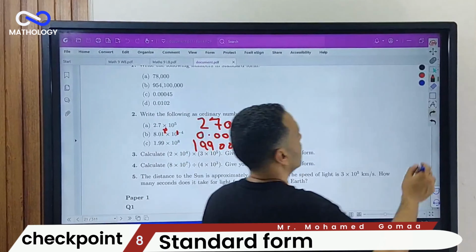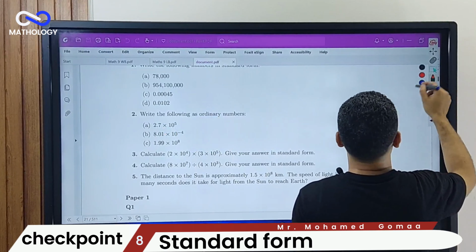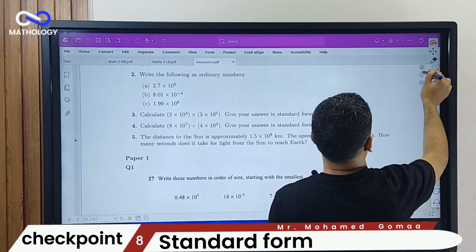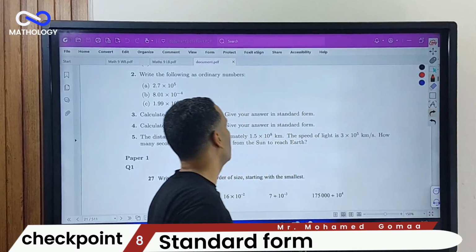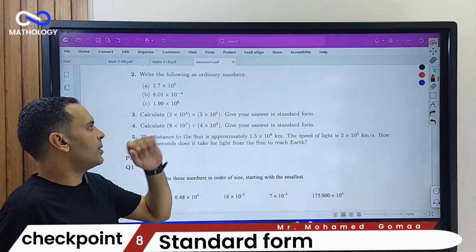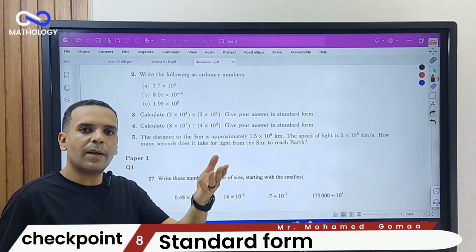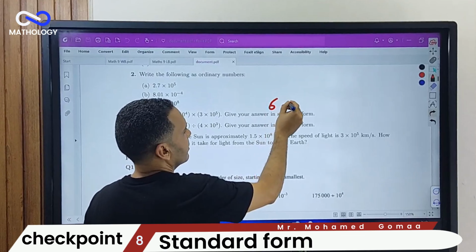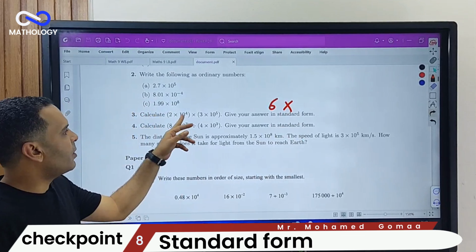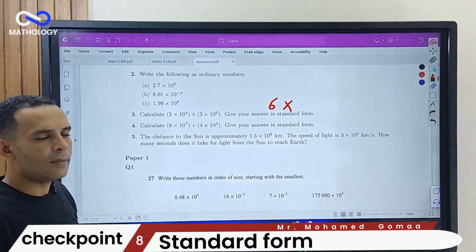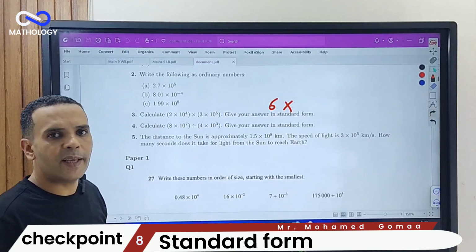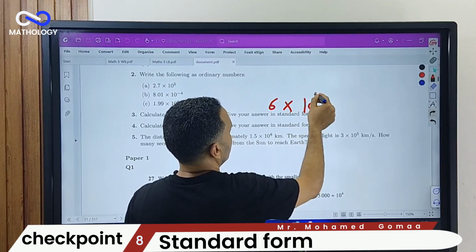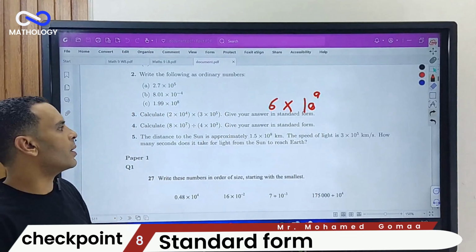When you multiply two numbers in standard form, or scientific notation, like these numbers, you want to multiply this number by this number, okay? Multiply the whole numbers, then multiply the tens. Like 2 multiply 3 equals 6. Multiply 10 power 4 multiply 10 power 5. When you multiply like pieces, add their powers. Keep 10, keep the same base, and add the powers. 4 plus 5 equals 9. It will be like this: 6 multiply 10 to power 9.